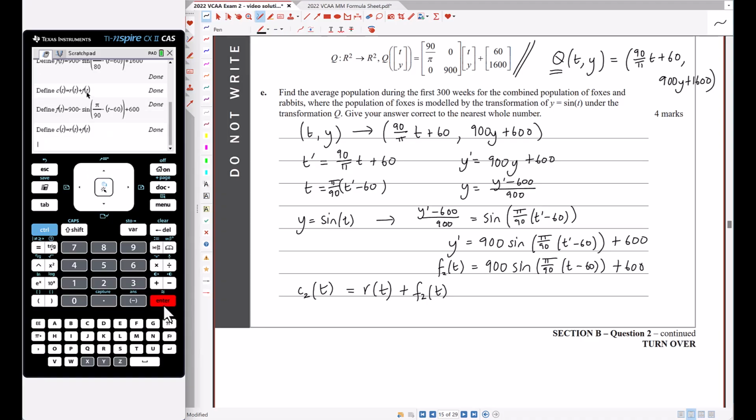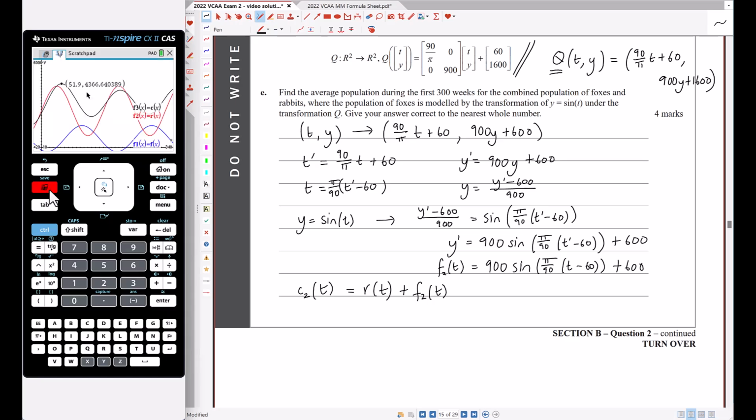So let's have a look now that I've redefined that, my graphs should have changed. So yeah, you can see those graphs have moved. So f is now a lot lower. F is a bit problematic because there are times when we have negative fox population. Sorry, that's because I copied that wrong. I read it wrong. That's 1600. So where there's 600, that's a 1600. That's better.